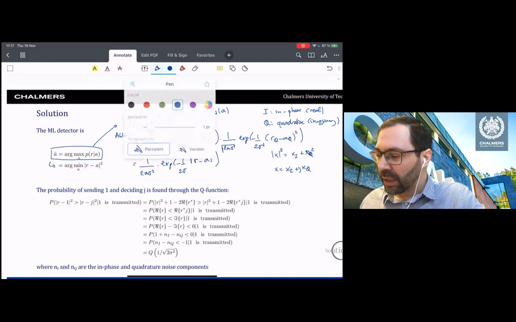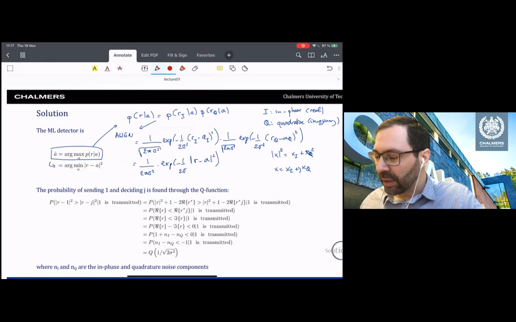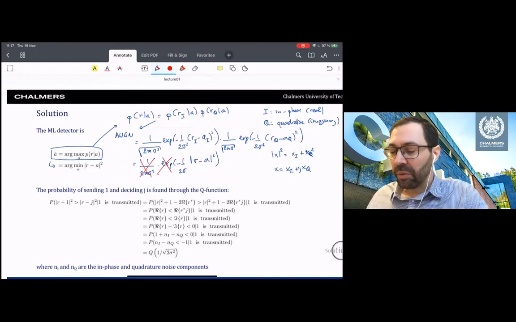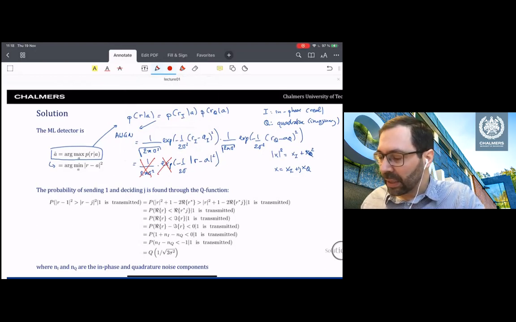What I do now is a very common trick. The first part, I can remove because it doesn't depend on A. The second part, I can remove because the exponential is a monotonically increasing function, so it doesn't matter. Then inside here, I have another constant that I can remove because it doesn't depend on A. I have a minus sign here, so maximizing something negative is the same as minimizing it without the minus sign. So I remove the minus sign and go to minimization, and I just end up with this argument.